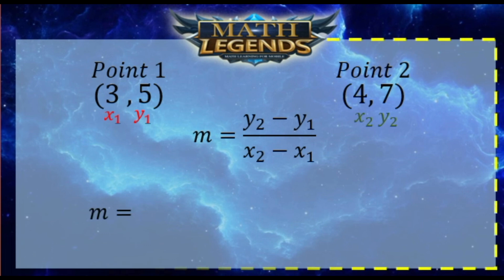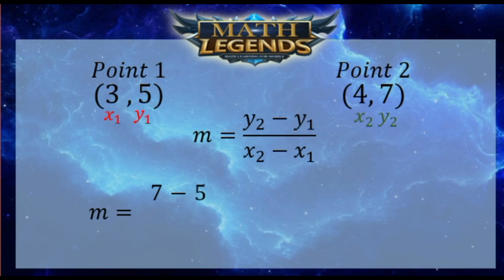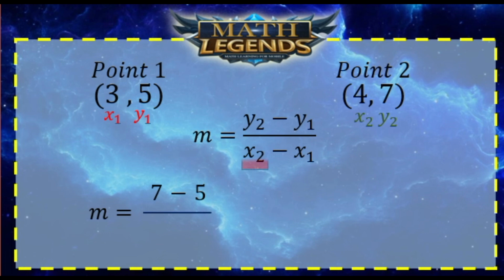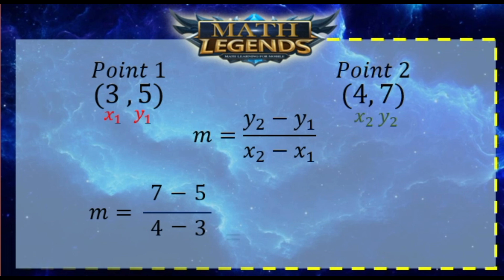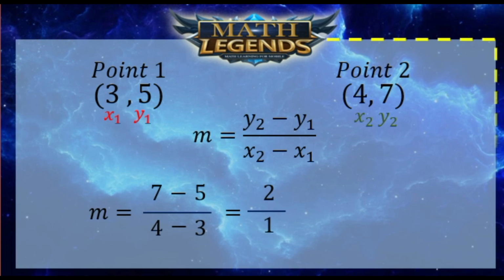So we have the slope, which is equivalent to y sub 2, that is 7, minus y sub 1, that is 5, all over x sub 2, that is 4, minus x sub 1, that is 3. Let us simplify. 7 minus 5, the answer is 2, all over 4 minus 3, the answer is 1. So therefore, the slope will become 2 over 1 or 2.